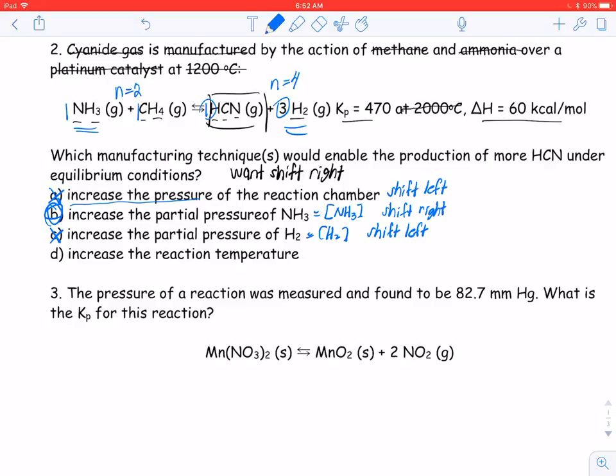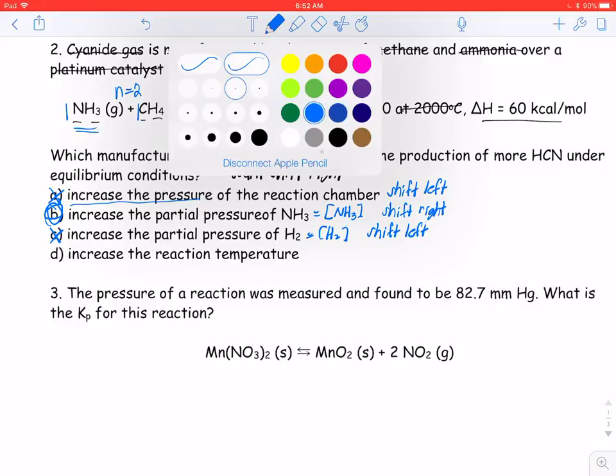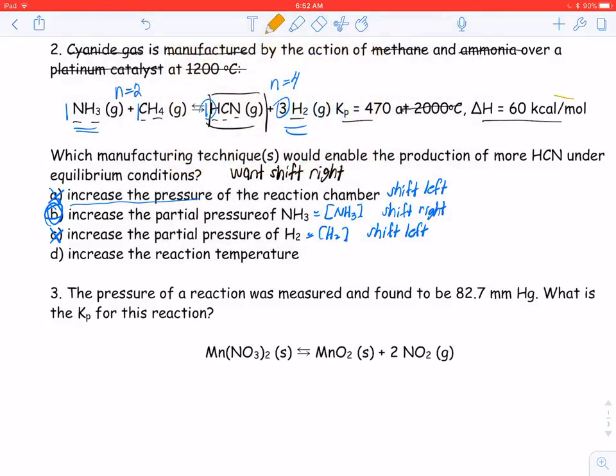And what happens if we increase the reaction temperature? So here we need to think about the delta H. Delta H is positive 60 kcals per mole. That's endothermic. In an endothermic reaction, heat is absorbed. So let's go ahead and add heat as a reactant to this chemical equation. And let's incorrectly think about adding heat just to the left side of this equation.